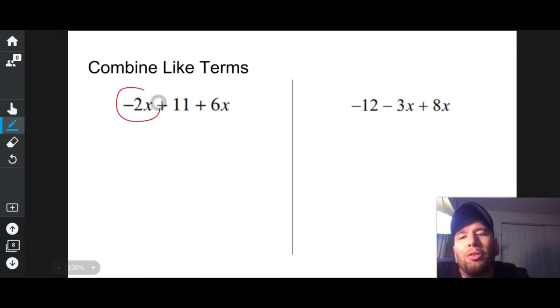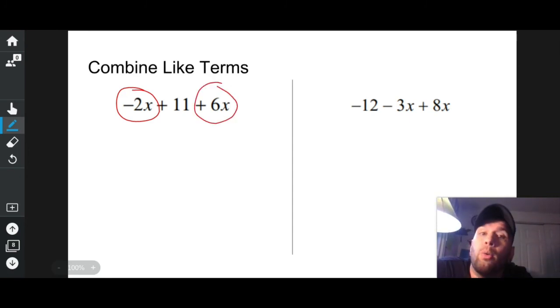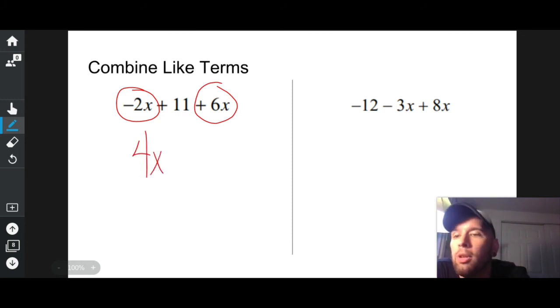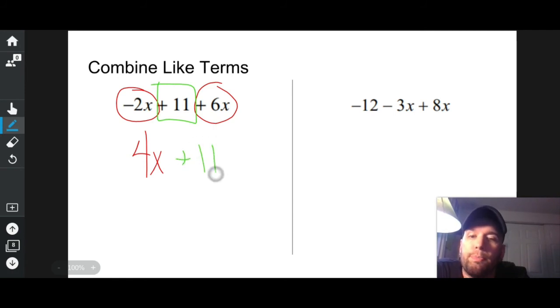I owe someone 2 xylophones, but I inherit 6 xylophones. After I pay off those 2 xylophones, I now have 4 xylophones. And I also have $11. So I have $11. What's that? Why can't I combine the 11 and the 4x? Oh, because they're not like terms.